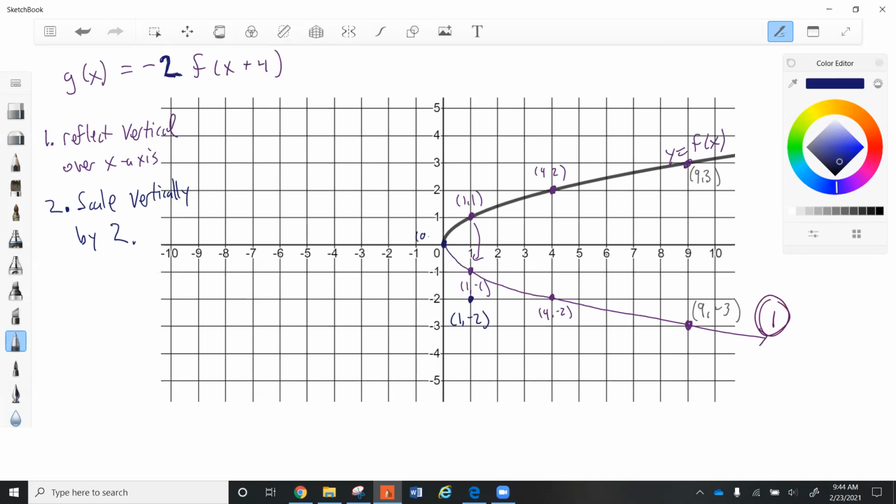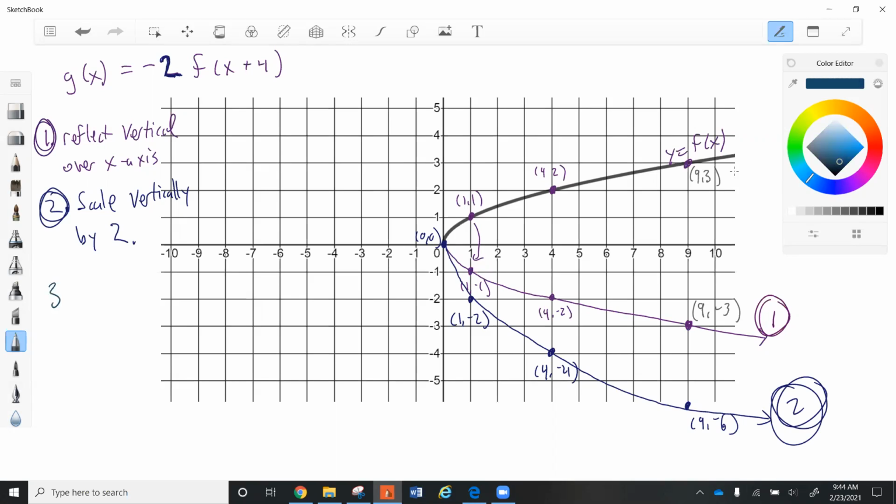The point 0, 0 is going to stay right where it is. That's not going to move anywhere because multiplying 0 by 2 isn't going to change the value, right? Let's see, this point at 4, -2 is going to come down here to 4, -4, right? I'm multiplying all the y coordinates by 2. This point, 9, -3 is going to come way down here to 9, -6. So my new graph is going to look like this. And that is graph 2. Okay, so we had 1, and now we have 2.